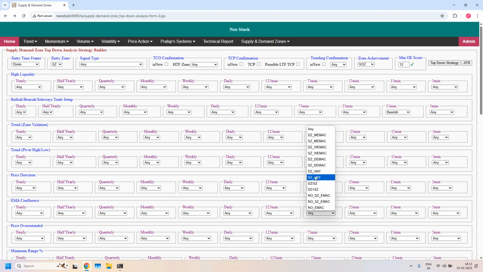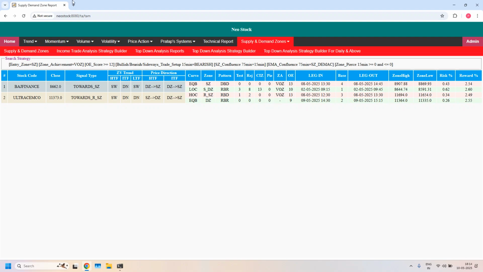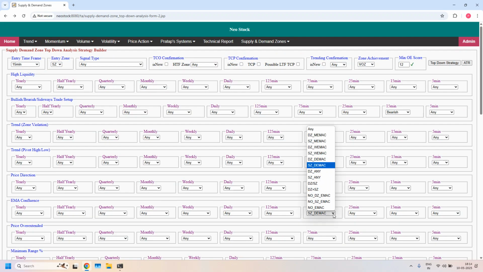75 minute supply zone with daily EMA confluence. So 2 stocks are filtered. So maybe these 2 supply zones are having more high probability to get success. So this stock is already tested twice. Okay, next we will look into LTF, ITF and HTF supply zone confluence supported stocks. I am removing EMA filter.